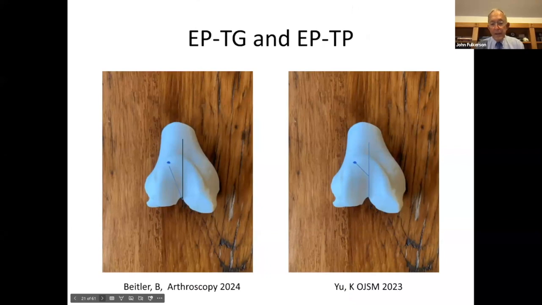And then the other angle we look at is called the EPTP, which goes to the transition point. So the entry point, which is the dot where the patella comes in, and I understand this is going to be a new way of thinking for you, but just to give you a feel for how this 3D helps in decision-making, that entry point goes then to the point where the trochlea straightens out. And this was a concept developed by Kristen Yu.